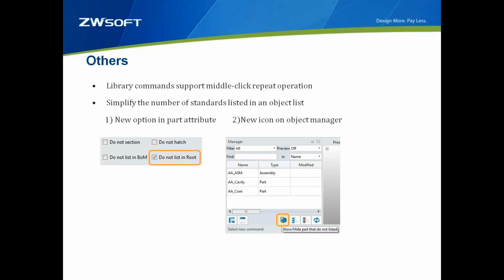And another is some small things in the new version, such as we can quickly repeat the library command so that you can add the standard component quickly. We also do some small improvement for the object manager. You can set the don't list in loop attribute for the path so that you can hide this component in the object manager. Okay, next let us look at the ZW3D interface directory.